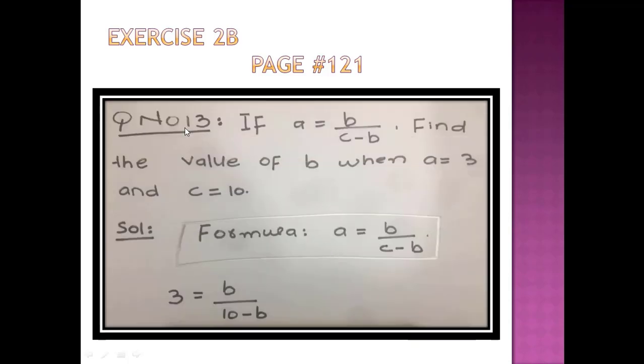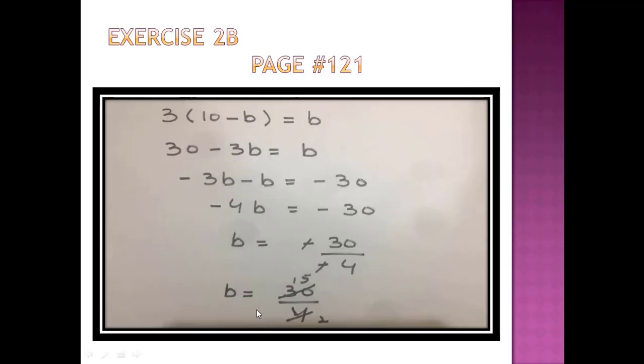Now here we have question number 13. If a is equal to b divided by c minus b, find the value of b when a is equal to 3 and c is equal to 10. Solution, we have a formula. A is equal to b divided by c minus b. So a is equal to 3 is equal to b, because here we find the value of b, 10 minus b. In the next step, we multiply 3 with this value, like 10 minus b is equal to b.